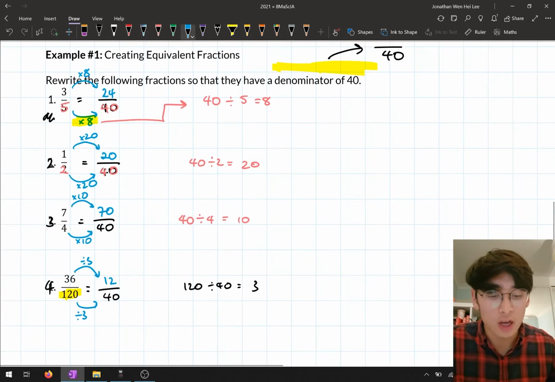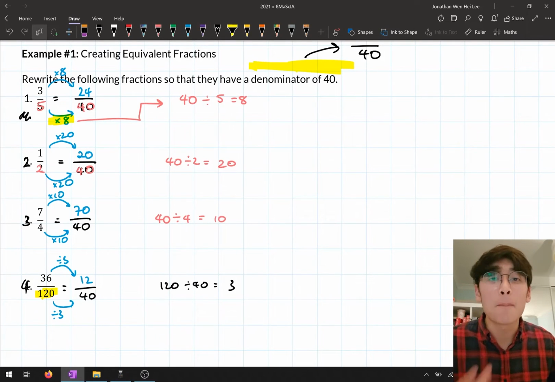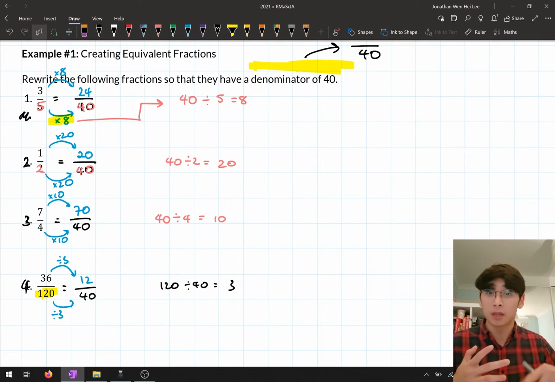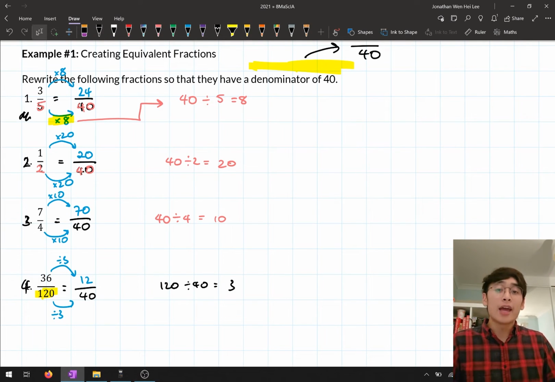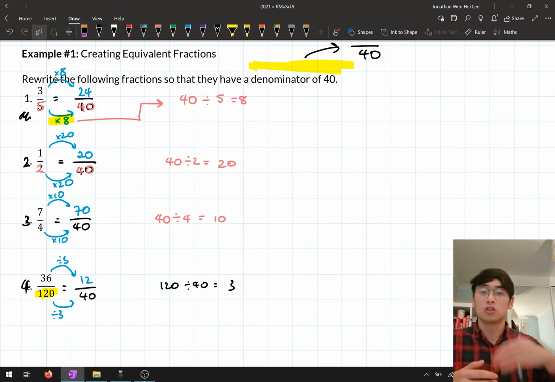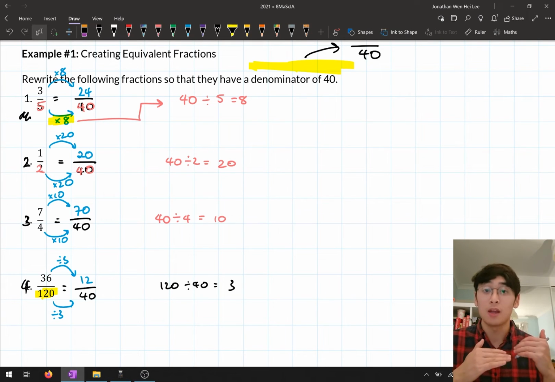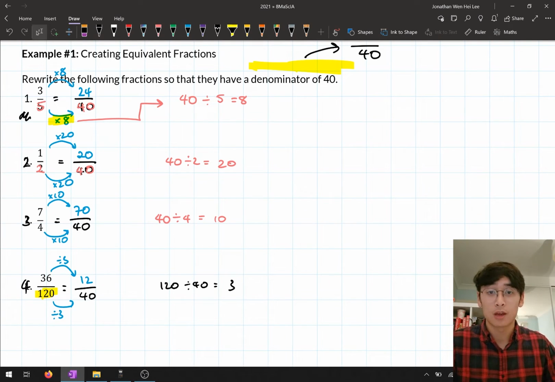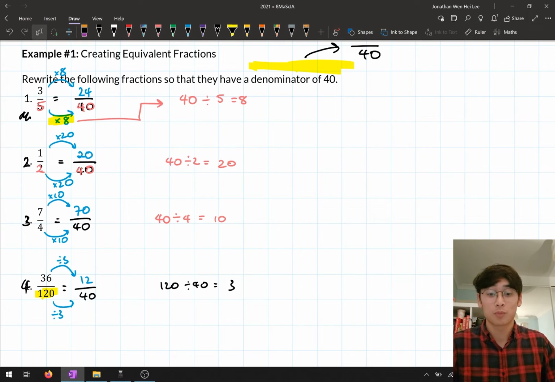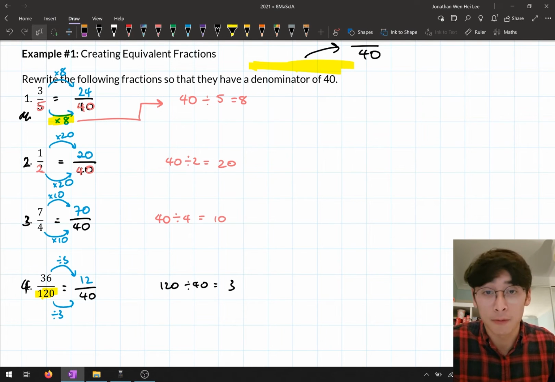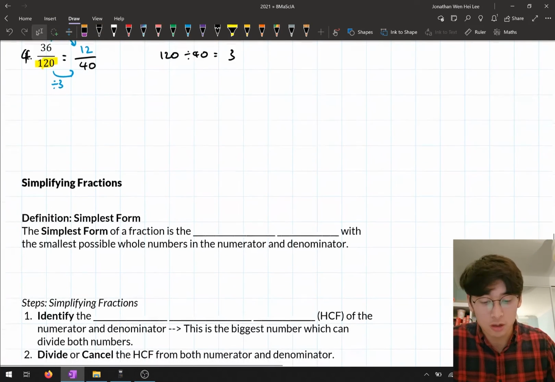So that's how we create equivalent fractions. We figure out what number we need to multiply our numerator or denominator by. Most often you're going to be dealing with a denominator change. And then once we've figured out that number, we need to do it to the denominator so that we can get our target denominator, and to the numerator as well. So we need to ensure that we do that operation, multiplying or dividing, to both the numerator and the denominator. So that's how we create equivalent fractions. That's the first part of today's lesson. The second part is we want to also simplify fractions. So let's just go through this next part.